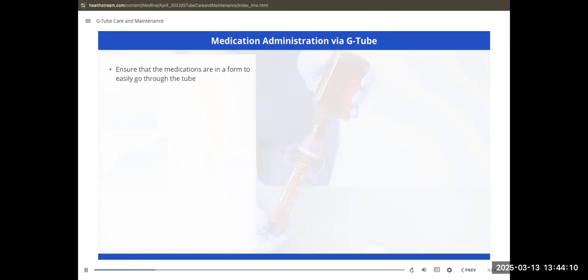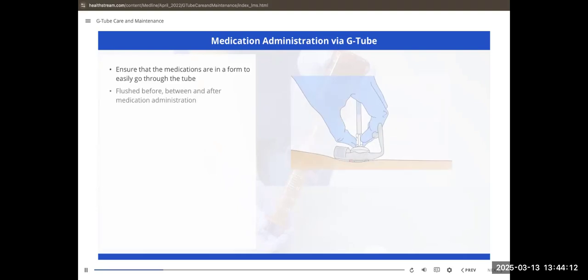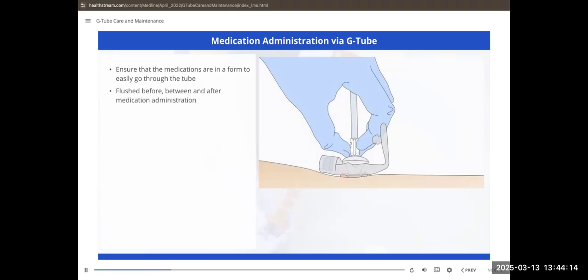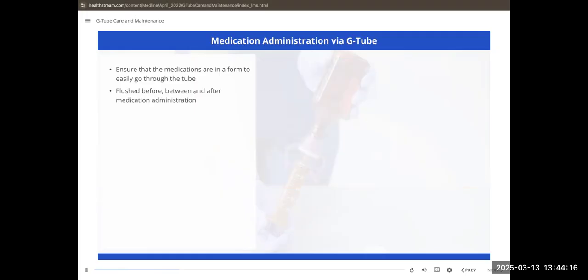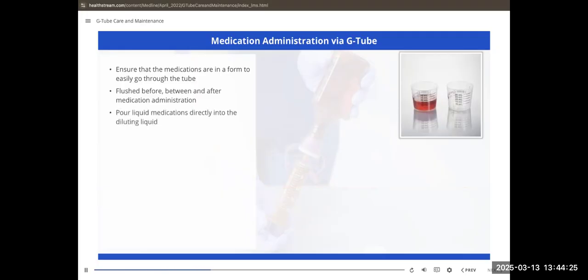Typically, the healthcare provider will order the G-tube to be flushed before, between, and after medication administration. This will vary based on the healthcare provider's orders, so be sure to check the order prior to administering. Pour liquid medications directly into the diluting liquid. Stir well with a spoon. Liquid preparations should be used whenever possible to avoid obstructing the enteral tube.